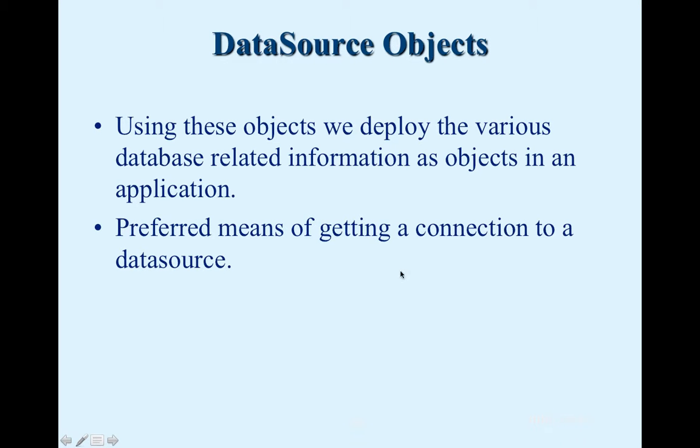So, the preferred means of getting a connection to a data source: keeping a data source object, and through the data source you get a connection. That's probably a best practice to use if you have more than one data source in an application.